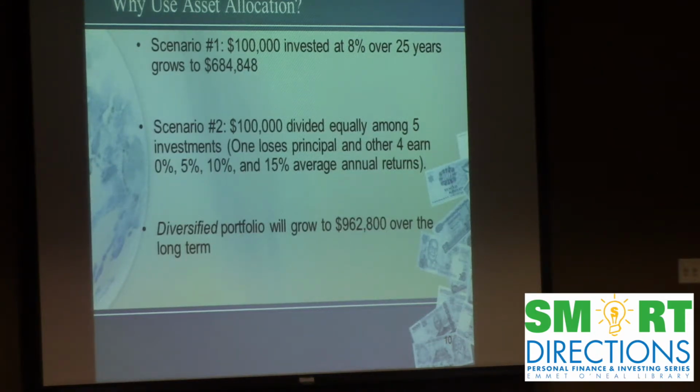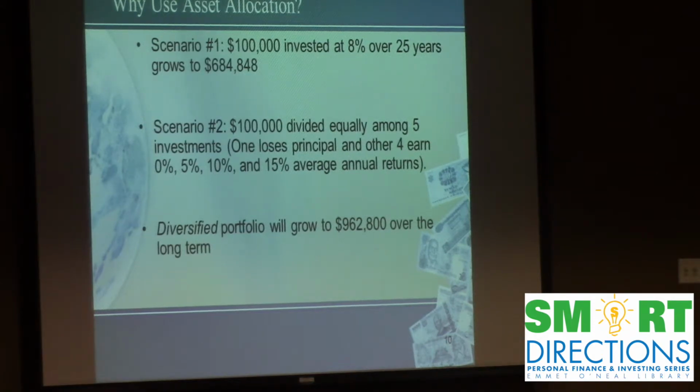Now, if you actually were to calculate the average return on this, because losing the money is a negative 100%, you would actually come up with a negative average return on your investment. But obviously, you get $962,800, and the reason is that particularly the 15% and the 10% returns are going to more than make up for the money that you lose.